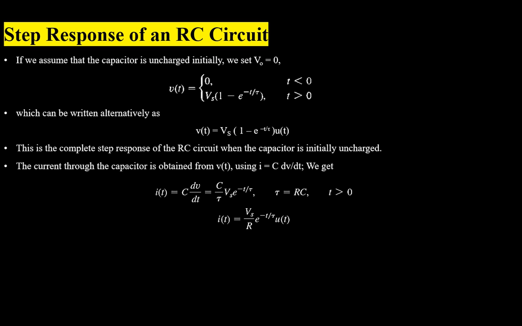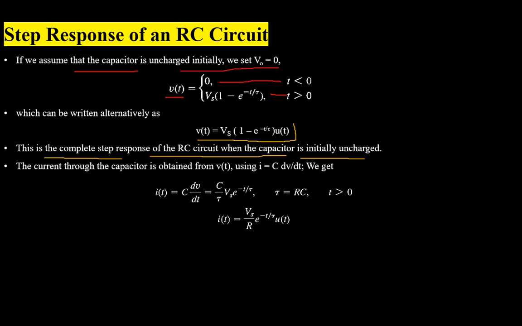Now if we assume that the capacitor was initially uncharged, then initial voltage of capacitor V0 will be equal to 0. So in this case, the total response v of t will be expressed as, when time t is less than 0, the voltage across capacitor will be 0 volts, and when time t is greater than 0, the total voltage will be equal to Vs times (1 minus exponential of minus t over tau). And this can also be expressed as v of t equals Vs into (1 minus exponential of minus t over tau) u of t. And this is the complete response of RC circuit when the capacitor was initially uncharged.